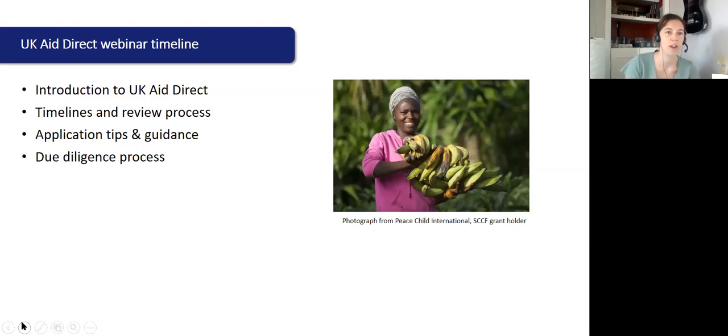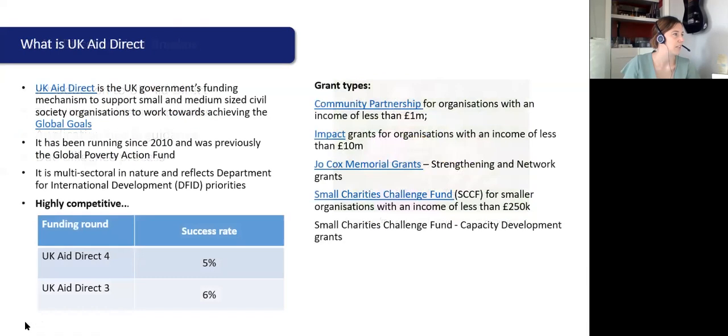So I'm going to go through as speedily as possible. We'll give a bit of background of UK Aid Direct. I think most people are probably quite familiar. I looked at the list of attendees before today's session. I think most of you will be familiar with the fund, but we'll give a bit of an overview of that. Then Laura will talk us through some of the process side of the timelines and the review process, and then we've got some application tips and guidance in there as well. So if I could just go on to the next slide, please, Laura.